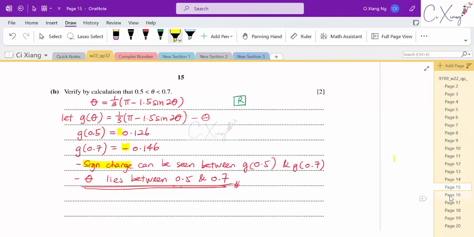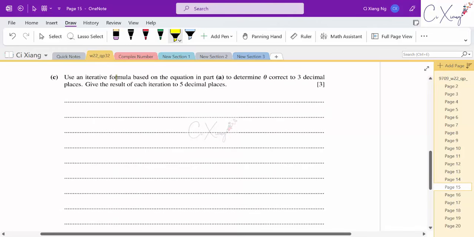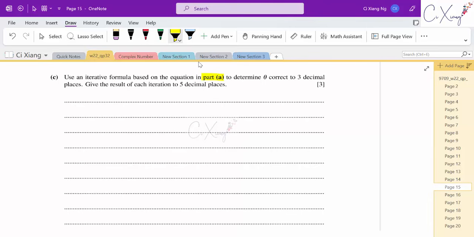Then we continue to part C. For part C, they want us to use the iteration formula based on the equation in part A, to determine theta correct to 3 decimal places, and each iteration result should be in 5 decimal places. So we recall what the formula for part A is. We have theta equals 1 over 3, and then pi minus 1.5 sine 2 theta. And we want to use this iteration formula to get the answer for theta.